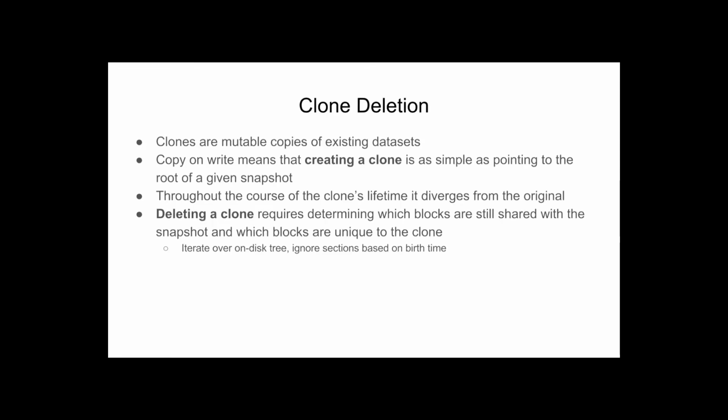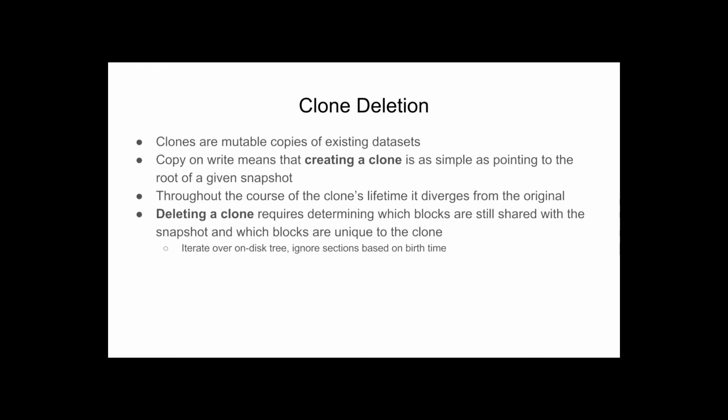So clone deletion. As you know, clones are mutable copies of existing data sets. You take a snapshot, which is a frozen version of the data set, and then you can make a clone, and then that means that you can change things based on that snapshot. Copy on write means that creating a clone is as simple as pointing to the root of a given snapshot. So creating a clone, super fast, super inexpensive.